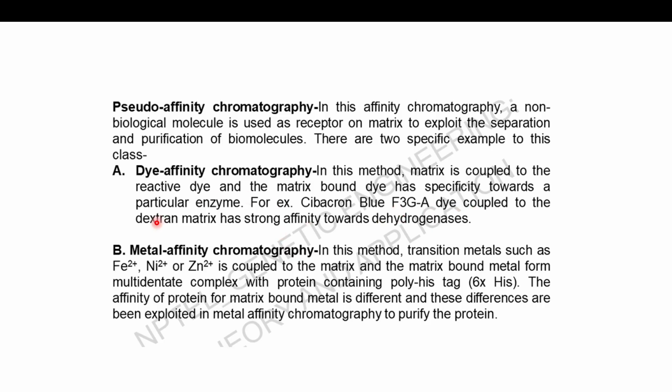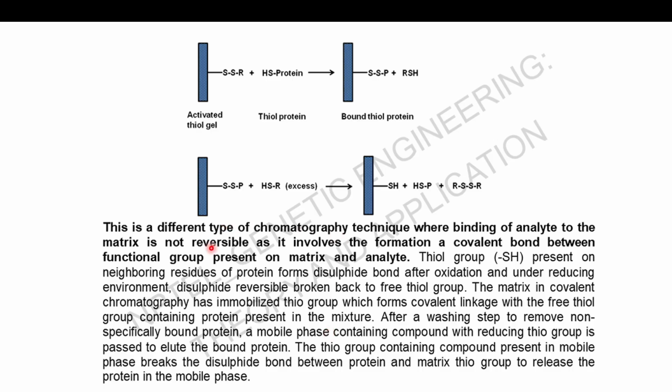Okay. Then there's another, metal affinity chromatography, where the matrix has bound metals, like transition metals such as nickel, zinc, iron, or cobalt, etc. And these matrix bound metal ions form multidentate complexes with proteins containing multiple histidine tags, and the affinity of the protein for the matrix bound metal is different, and these differences are exploited in different kinds of metal affinity chromatography to purify the protein.